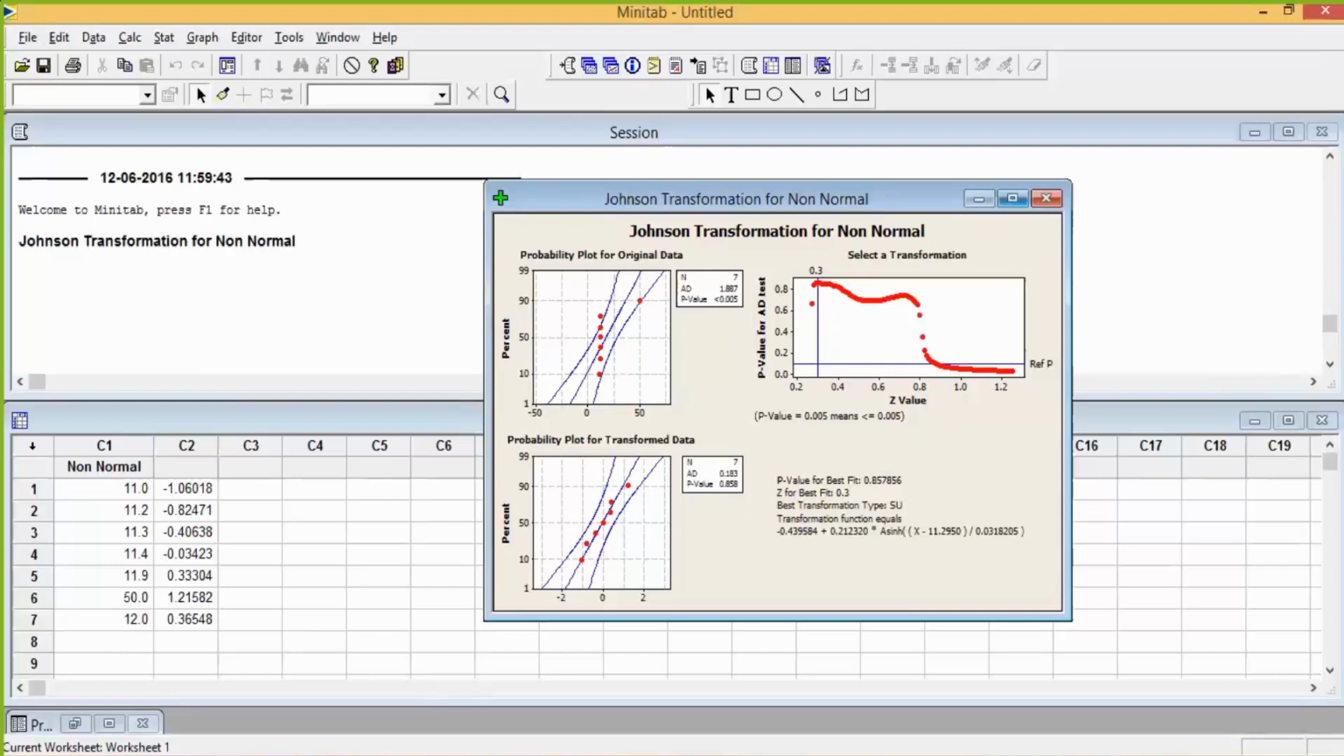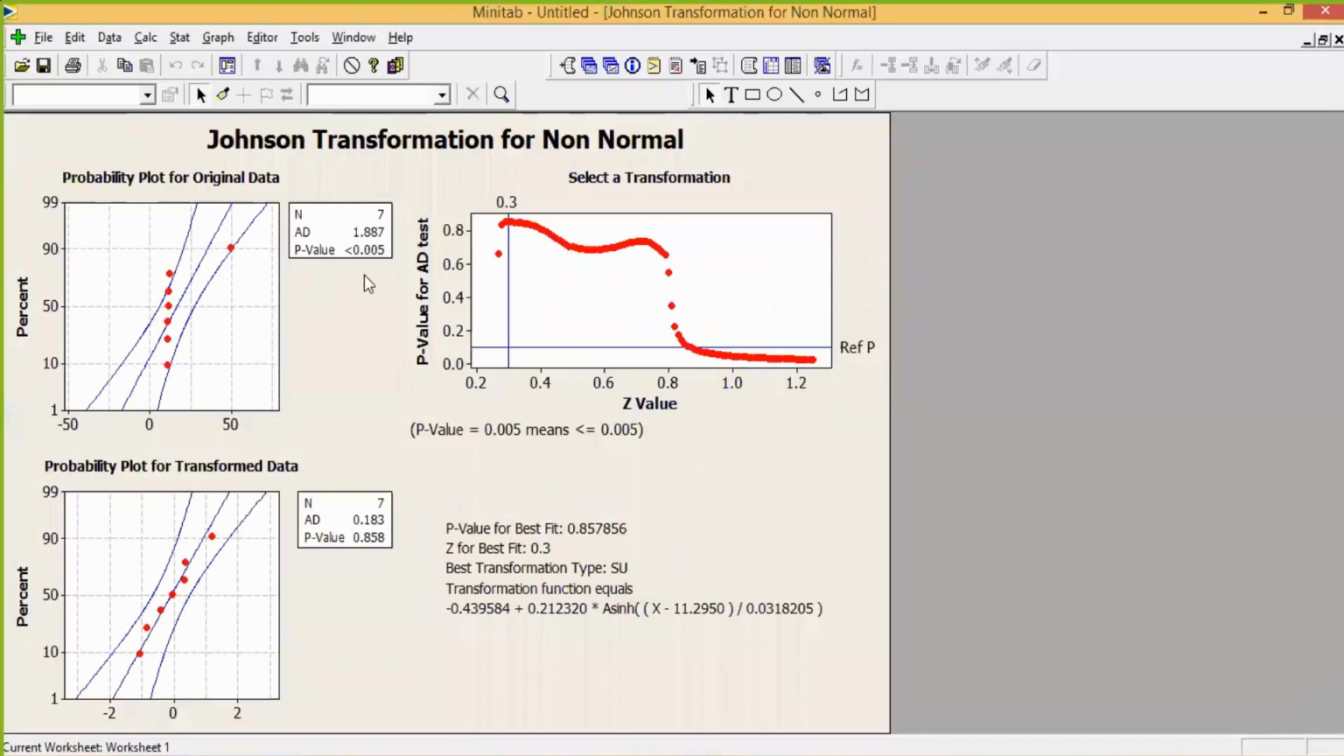And how do you interpret this graph? See the p-value, first: for the original data the p-value is less than 0.05. And the probability plot for transform data is within the upper specification limit and the lower specification limit. Here it is not crossing, but here it is crossing the limits. What is the p-value here? P-value here is 0.858. That is greater than 0.05, so it is normal data.